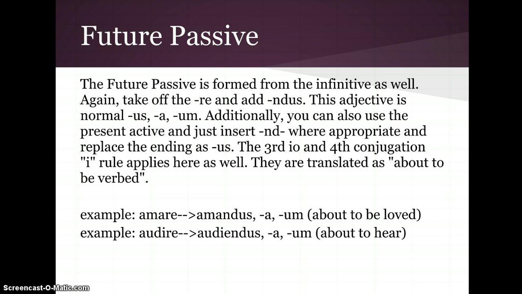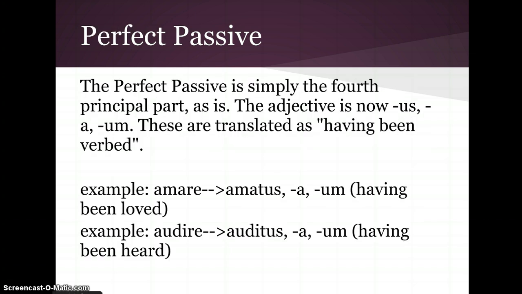The perfect passive is the first one to be formed from the fourth principal part. The perfect passive is just the fourth principal part as it is. The fourth principal part usually ends in us, and now it just stays as is, becoming us, a, um. These are translated as having been verbed. So for example, amare is now amatus, a, um, and audire becomes auditus, a, um, meaning having been loved and having been heard respectively.